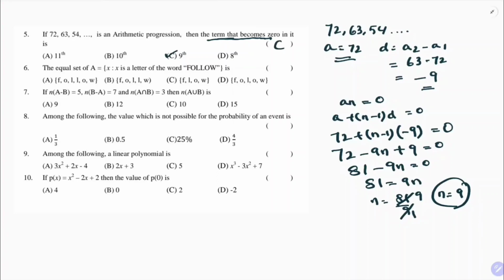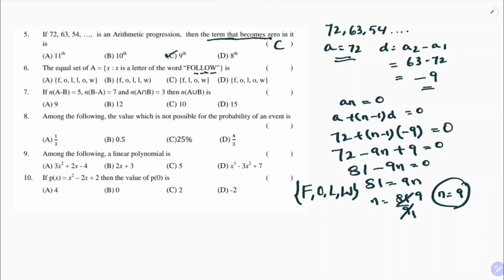Next one. The equal set of A, X is the letters of the word FOLLOW. See, for writing the letters of FOLLOW: F, okay, while writing in a set, we will not repeat the elements. O, L, again 2 times L is there, but we will not write it, we will write only 1 time. Already O I wrote, so W. F, O, L, W, this is the answer.